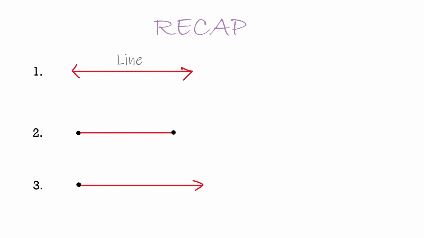Number 1 is a line. We know because of the arrows on either end. We can recall that a line continues indefinitely in both directions. We can label the points and call this line AB or AB with a line over it.